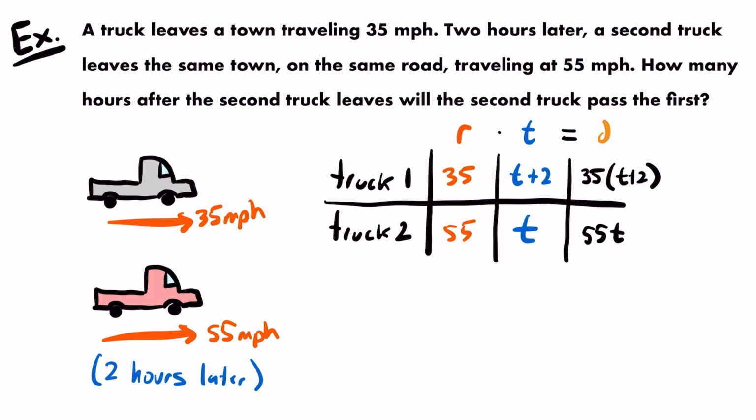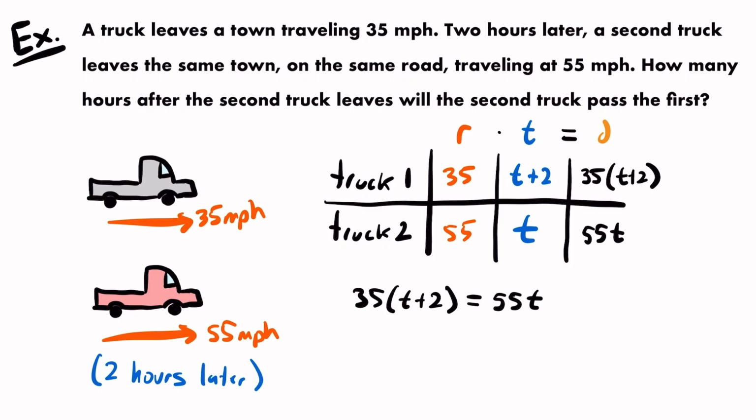So we can set up an equation where we set this distance for truck 1 equal to this distance for truck 2. So doing that here, we'll have 35 times (t plus 2) is equal to 55 times t. And now we have an equation that we know how to solve using our equation solving skills developed earlier in algebra, right? We have an equation with one unknown variable of t, and so we can solve for it.